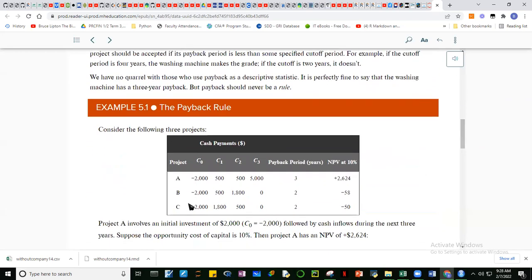So for example, if you have project A, you have an initial investment of 2,000, and then the cash flows are 500 for the first year, 500 for the second year, and 5,000 for the third year. Then it will take the company more than 2 years to recover the initial investment. The number of years it takes the company to recover the initial investment is called the payback period.